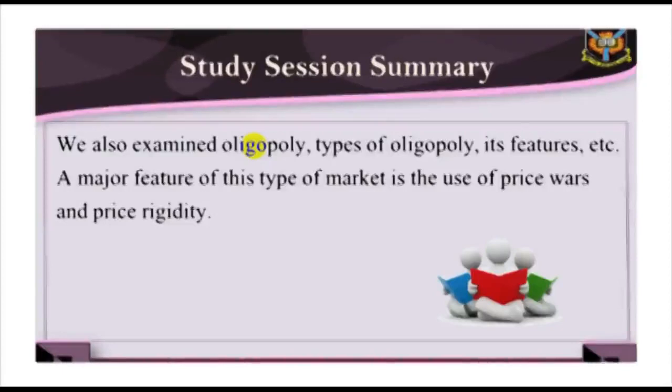You also examined oligopoly, a market situation where there are few sellers of a particular commodity such that the activities of one of the sellers are particularly important to the others. Three types of oligopolies were identified during the course of the study. They are: one, organized collusive oligopoly, two, unorganized collusive oligopoly, and three, non-collusive oligopoly. A major feature of this type of market is the use of price wars and price rigidity.